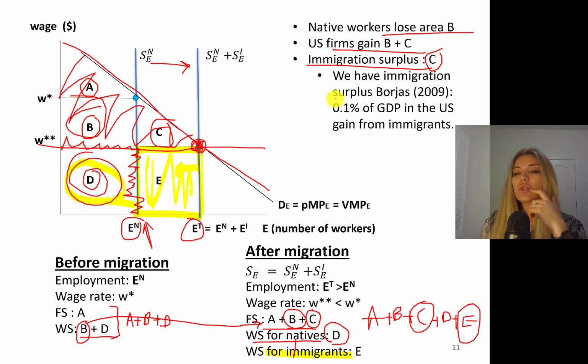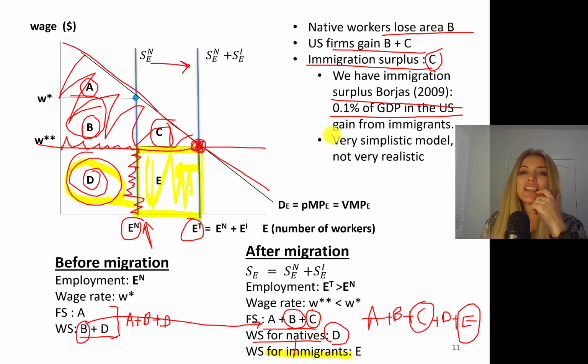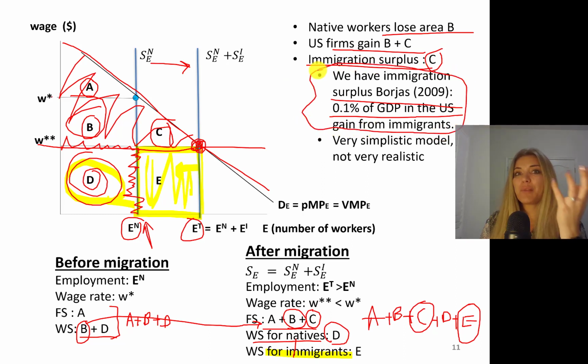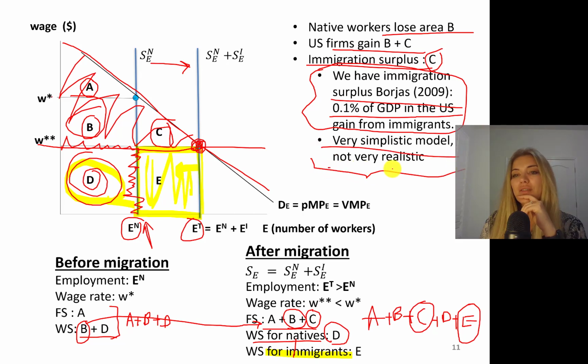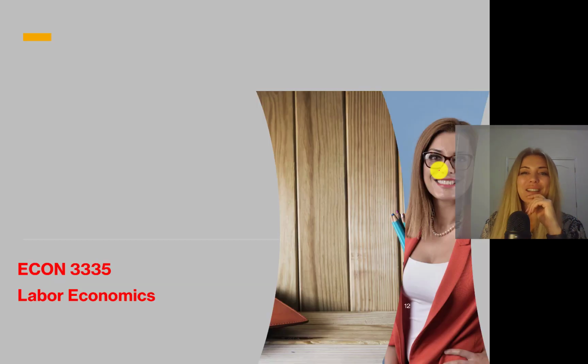So we have an immigration surplus, according to Borjas's estimates, of about 0.1% of GDP in the United States. Okay, so this is a very simplistic model, and this number just looks at the people who just entered, right? But again, society is built on immigrants coming from outside. So this is a very simplistic model, not very realistic. Just keep in mind, okay, we make really simplistic assumptions.